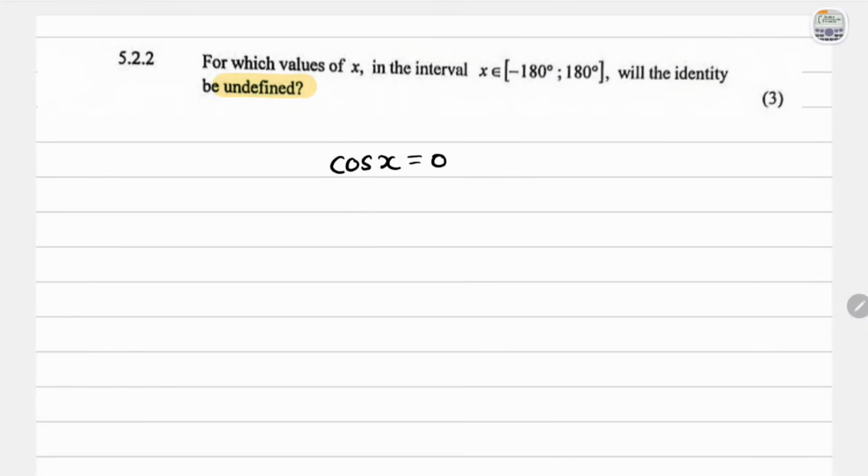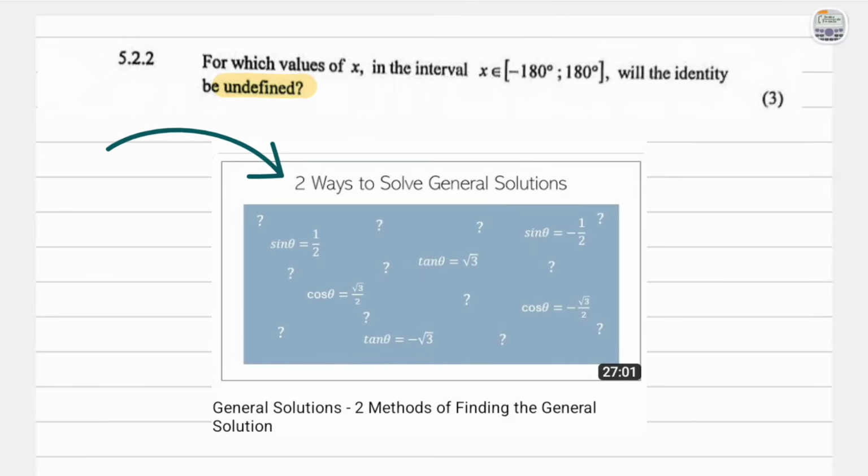I posted a video on 2 ways to find the general solution of a trigonometric equation.